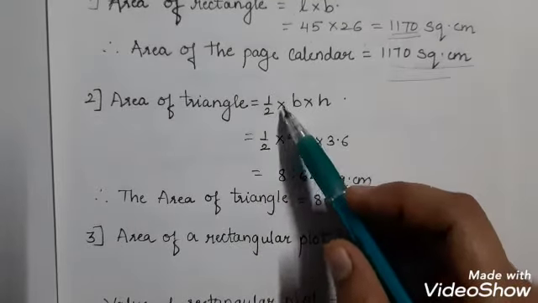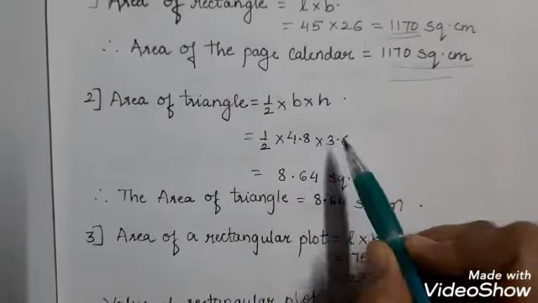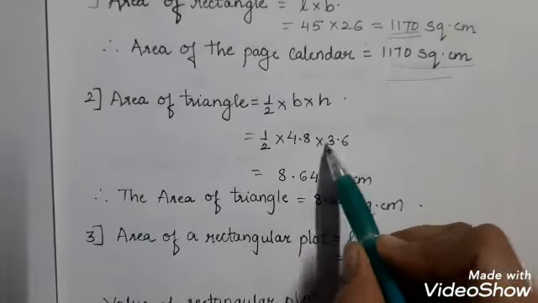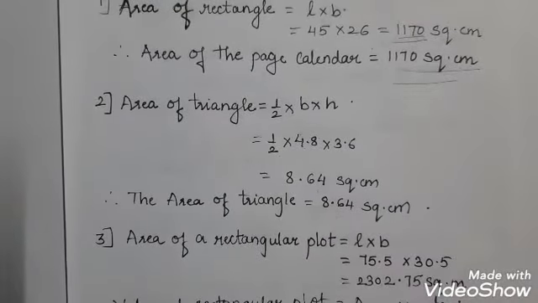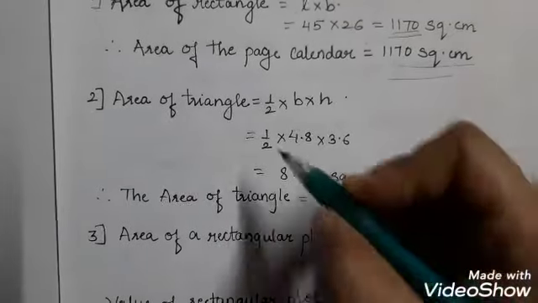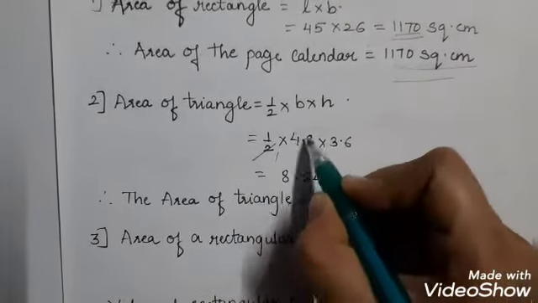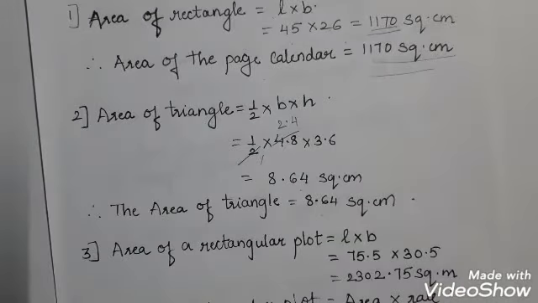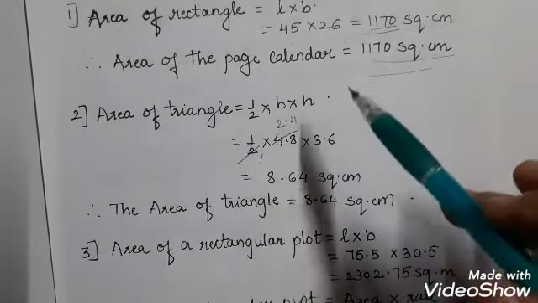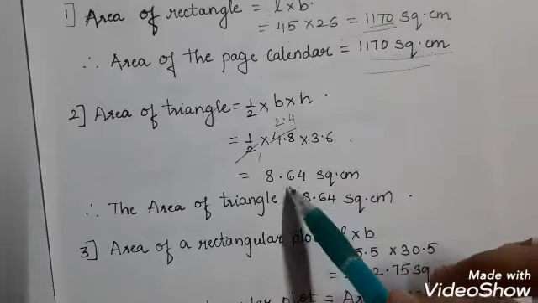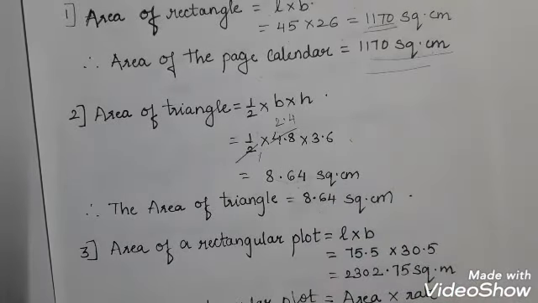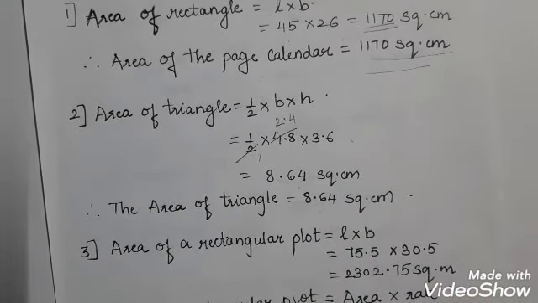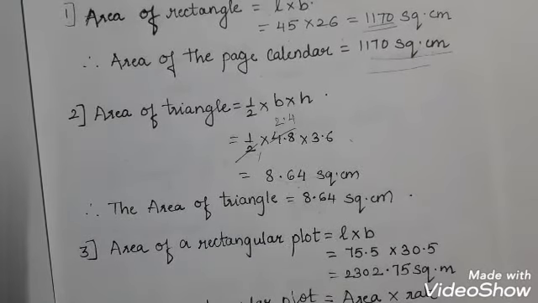Okay, so area of a triangle is half into base into height. Half into 4.8 into 3.6. So you cancel: 2 ones are 2, 2 twos are 4, 2 fours are 8. So you multiply 2.4 by 3.6, you get the answer 8.64 square centimeter. That is the answer you get. Okay. Next, third one.